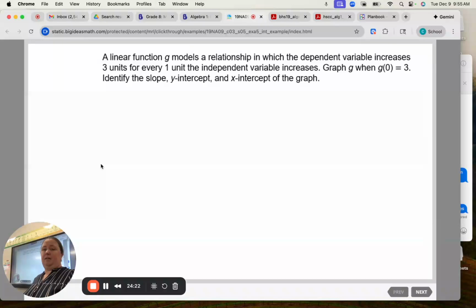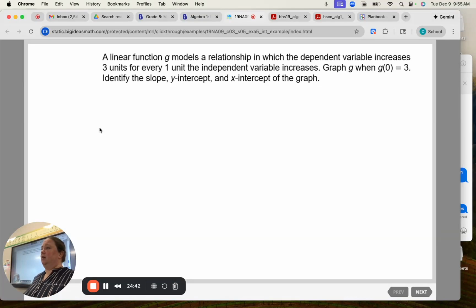Example 5. A linear function g models a relationship in which the dependent variable increases 3 units for every 1. Graph g when g of 0 equals 3. Identify the slope, y-intercept, and x-intercept. All right, so they told us the equation in words. So let's try and write our equation.